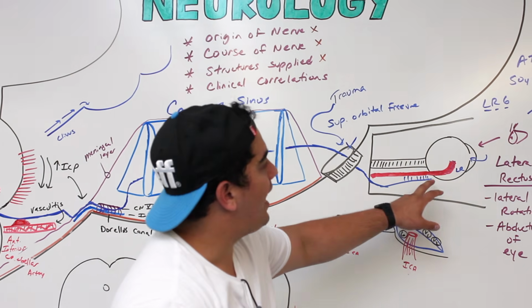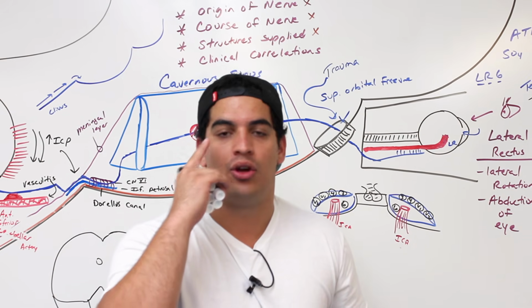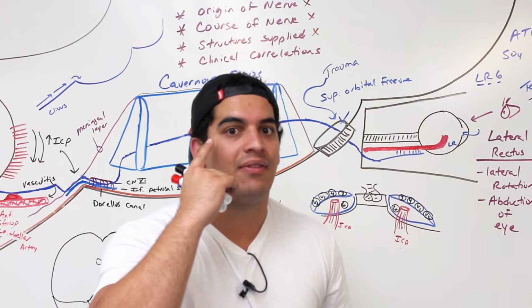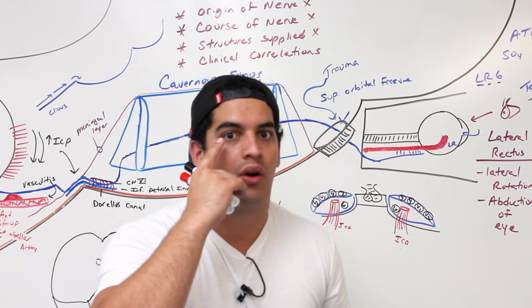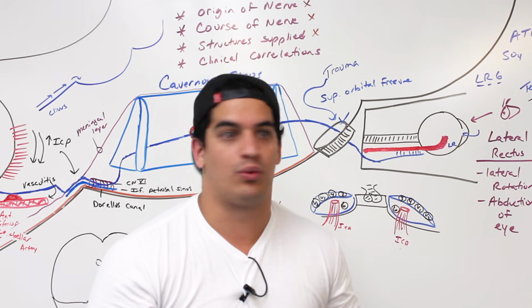Now, if that happens, how will the person present? Well, the lateral rectus can't contract. What's the main function of the lateral rectus? It pulls the eyeball outward. If that's not working, where's the eyeball going to want to go? Right to the middle. And now it's going to look like this if it's real bad, right?